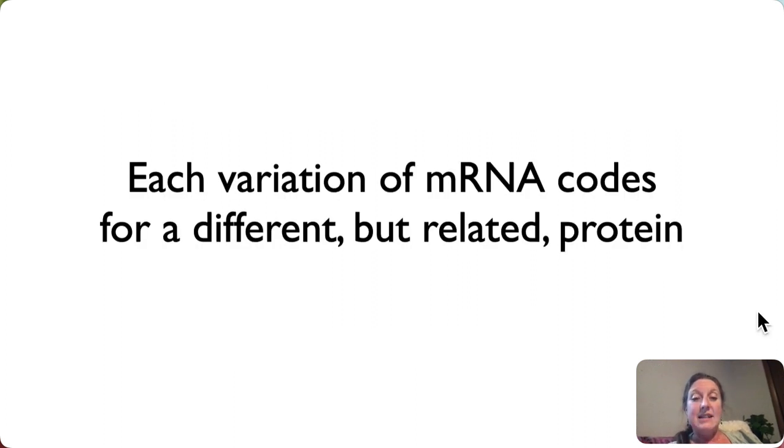And what that means is that each variation of the messenger RNA exons that we put together can code for a different but related protein. So we might have an enzyme that does the same job in, say, neurons and liver cells, but it's modified slightly so that it can suit the purpose of that particular type of cell.